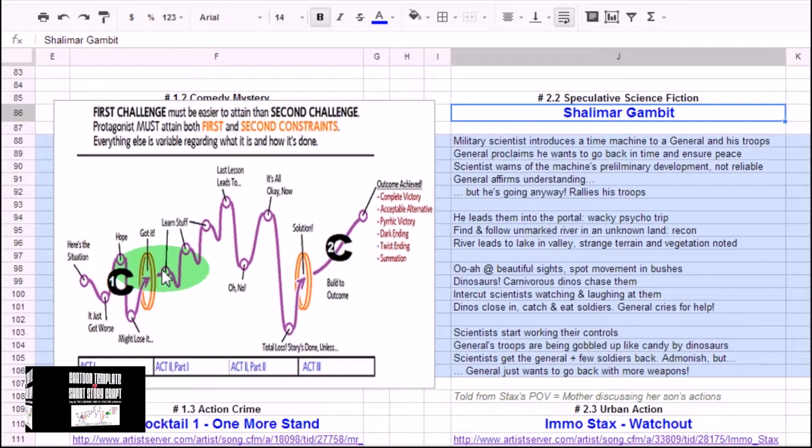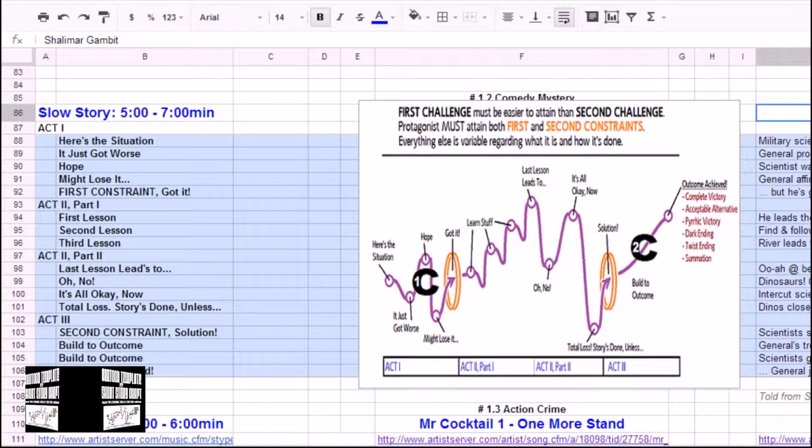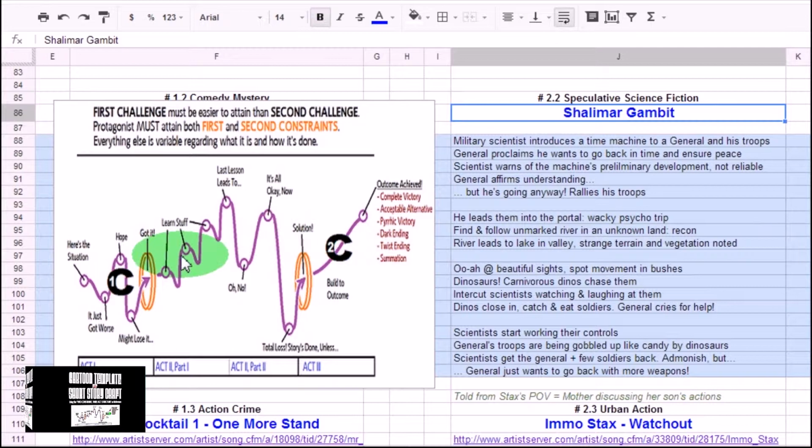He leads them to the portal, and they have a wacky psycho trip. These things are good for sucking up time. Remember, this is our 5 to 7 minute long story here. They're going to follow an unmarked river in an unknown land, doing recon. The river leads to a lake in a valley, where strange terrain and vegetation are noted.